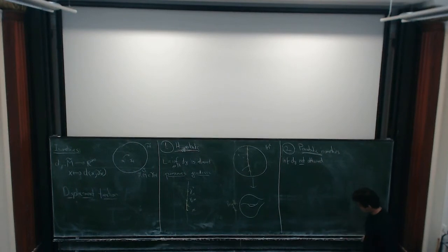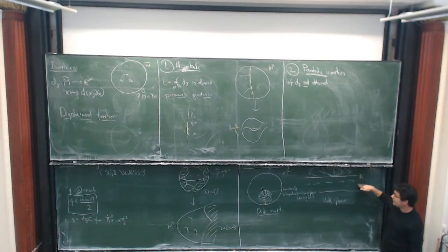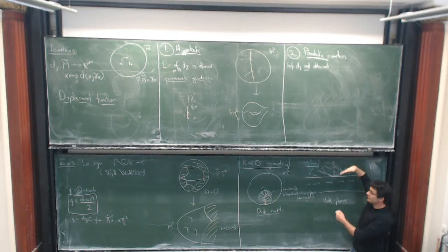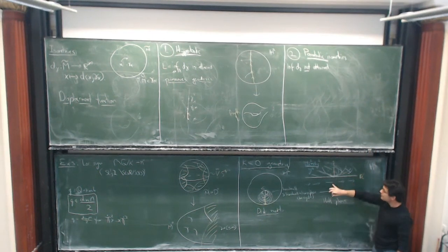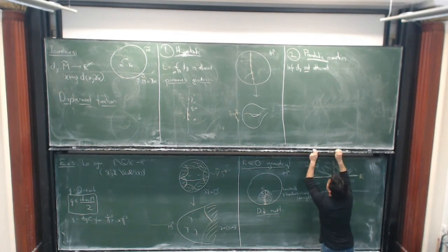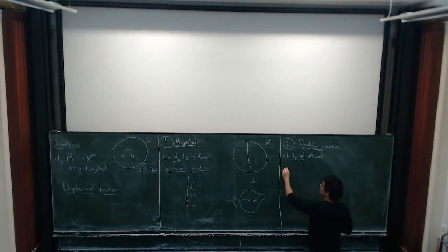And so this translation right here in the upper half plane was an example of a parabolic isometry. That's somehow the prototypical example of what a parabolic isometry is. And in this case, what it did was it preserved this horosphere right here. And that happens more generally as well. So if you have a parabolic isometry, it again preserves some horosphere.